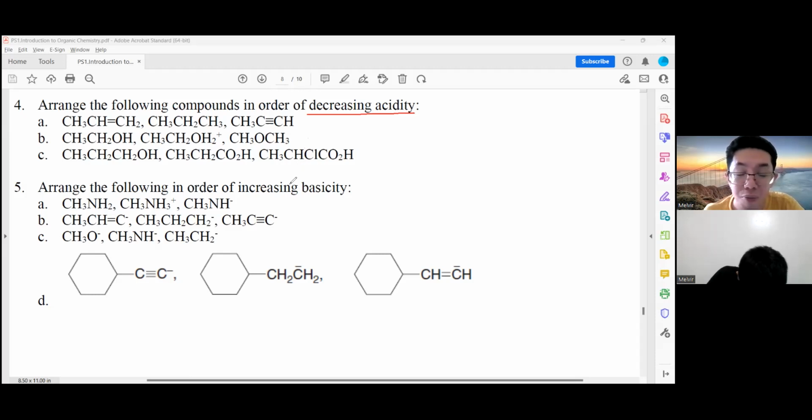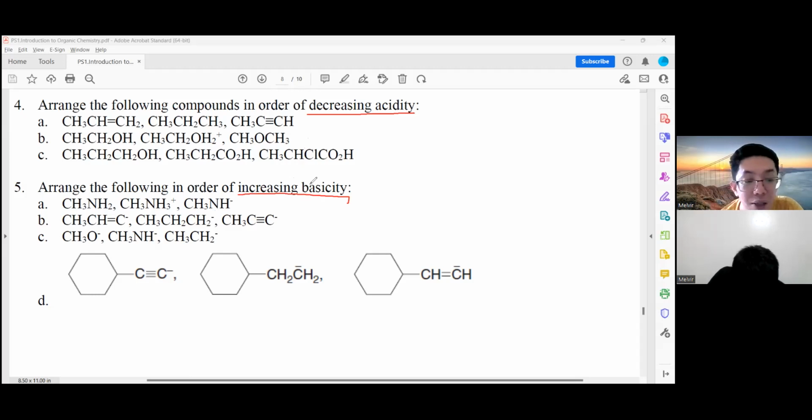For number 4, you have three sets of acids there, no? So, paano mo i-arrange yung compounds or chemical species, paano mo i-arrange yung acidity nila? So, the fifth one naman, instead of acidity, we now arrange the following compounds in order of increasing basicity. No? So, dapat increasing basicity na naman this time.